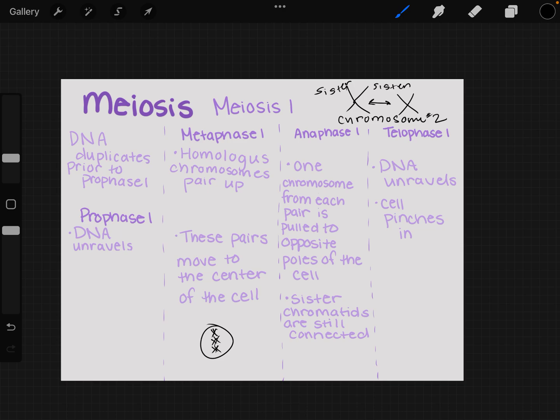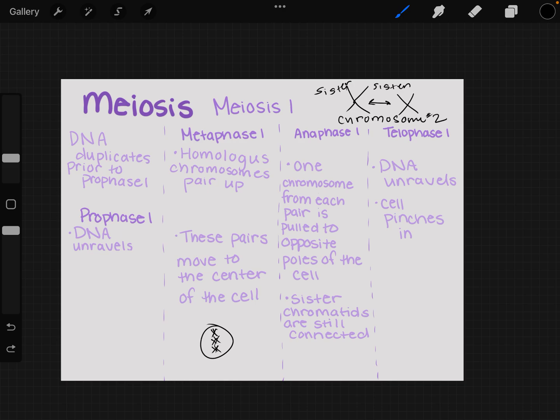Like so. Here is where crossing over will occur, right here in metaphase I, in meiosis I. It can only occur here, and I will talk about crossing over later. I keep saying that, I'm sorry. Well, I will talk about crossing over, but this is where it occurs. Moving along.